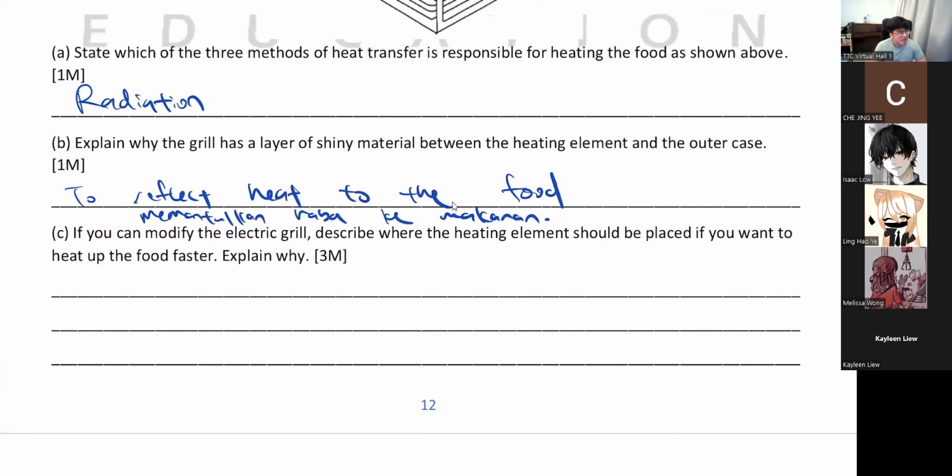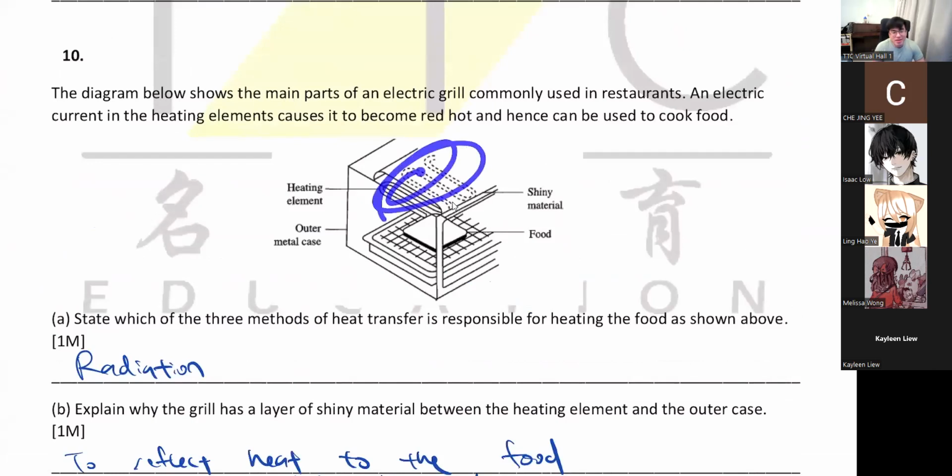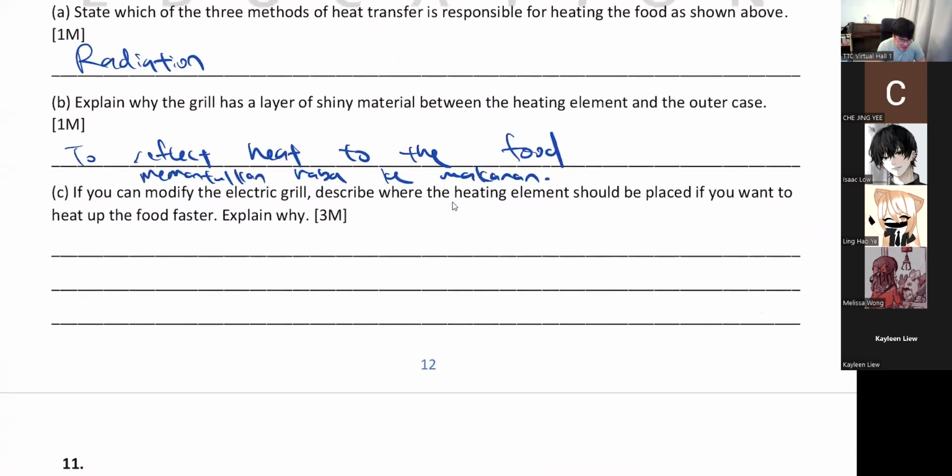Okay. Right, so C, this is the question I asked just now. If you can modify the electric grill, describe where the heating element should be placed if you want to heat up the food faster. Explain why. So where can you put this? Yes, wow, Javier. Thanks for participating. Okay, so yes, you can put it at the bottom. Bahagian bawah. Why?